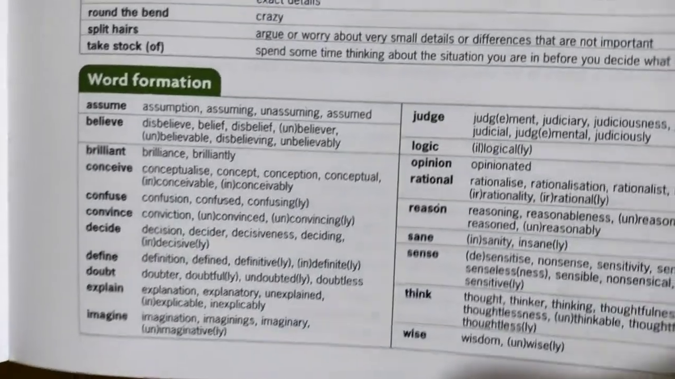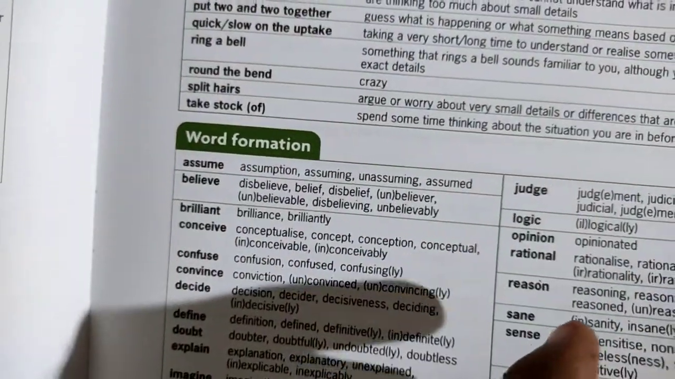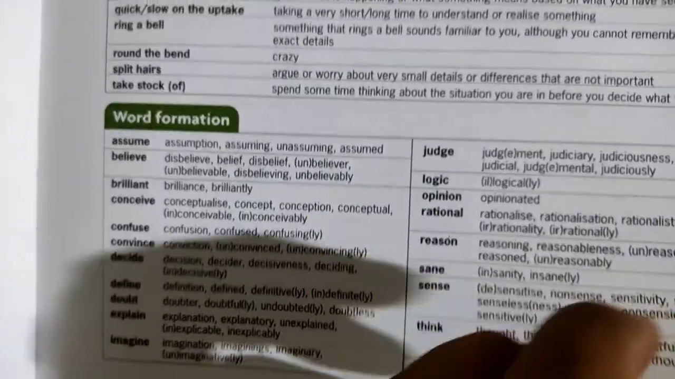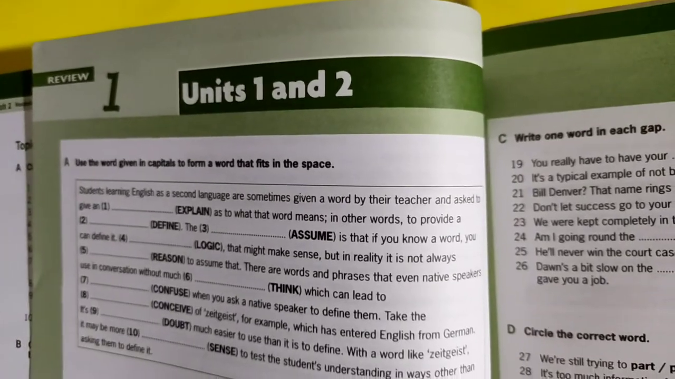Word formation: how words are made in English. Different parts like nouns, adjectives. There is the base, only one word. You have exercises again to complete after learning unit number 2. Here you have extensive exercises in this book. Now here you have revision, Review 1, units 1 and 2.